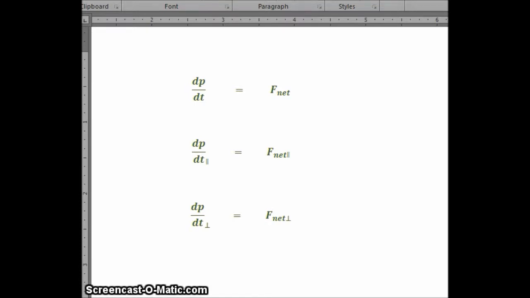However, F and dp/dt describe different things. Fnet describes the force on the system, while dp/dt describes the change in momentum over a time interval. So Fnet and dp/dt are related, but they are not the same thing.